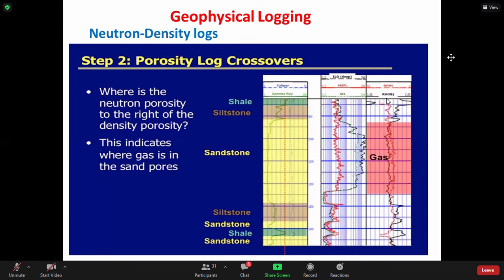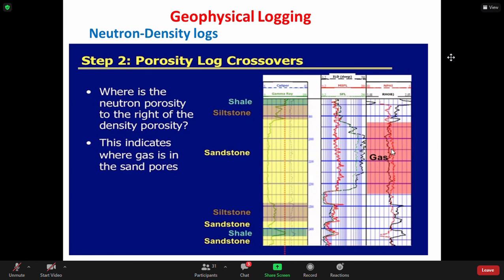Is it possible? Let's say our density is increasing. If you look at it here, we have 1.65 to 2.65, so we can see that our density is increasing quite a lot. Density increases with depth. But what happens to the neutron porosity?